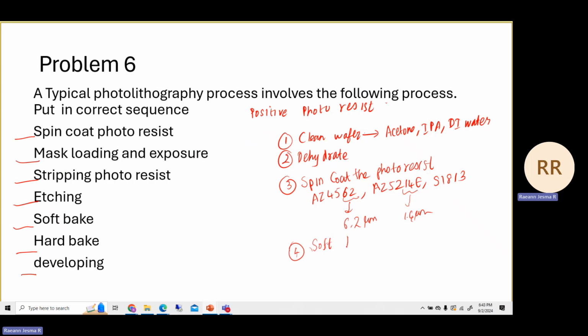Soft bake is when we will do baking for a very short duration, and this is done generally to remove some of the solvent, not all the solvent, not to harden the photoresist, but to remove some of the solvent so that it becomes somewhat thicker and it will become more photoactive to the wavelength.